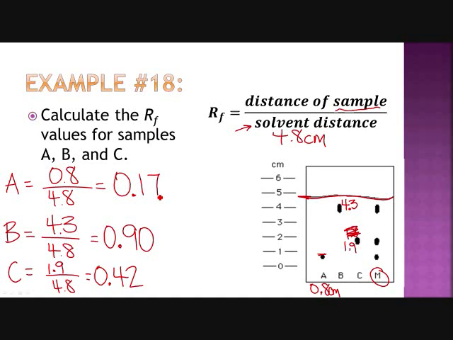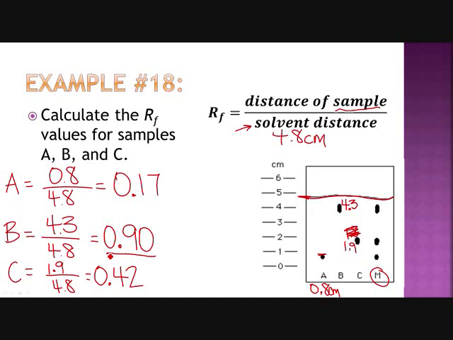Now, the RF values are not going to add to 1. They're all their own unique number. They don't relate to anything else. The ratio value tells you how attractive it is to the paper versus how attractive it is to the solvent. So if the RF value is very big, do you think it's more attractive to the solvent or more attractive to the paper? It's more attractive to the solvent.